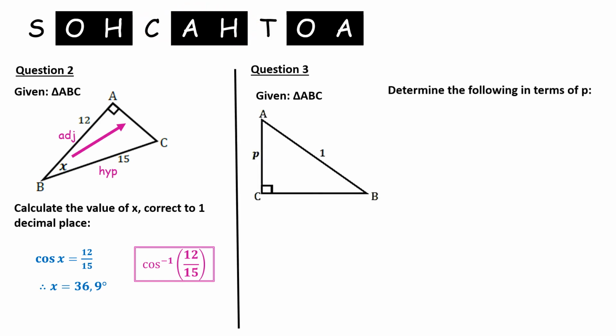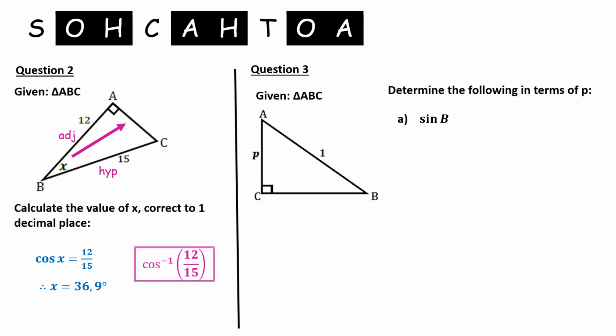Let's try another example. And this one's slightly different. So I'm given that AB is 1 unit, AC is P units, and BC we don't know. And we need to determine the following in terms of P. We need to determine sine B.